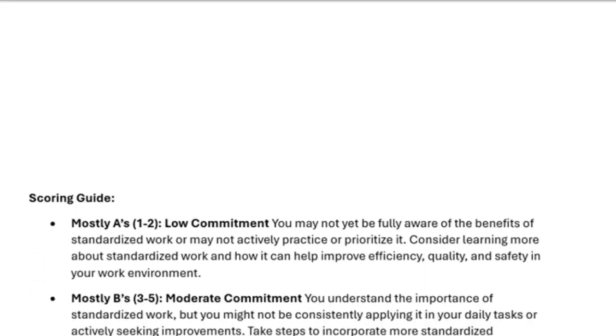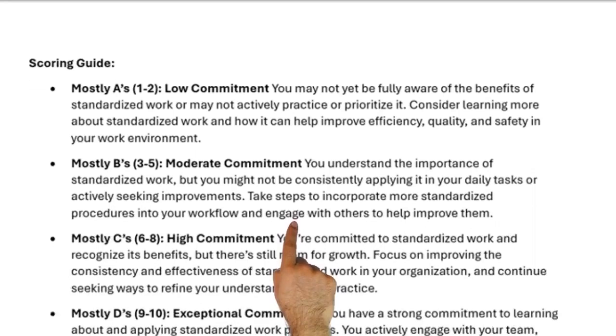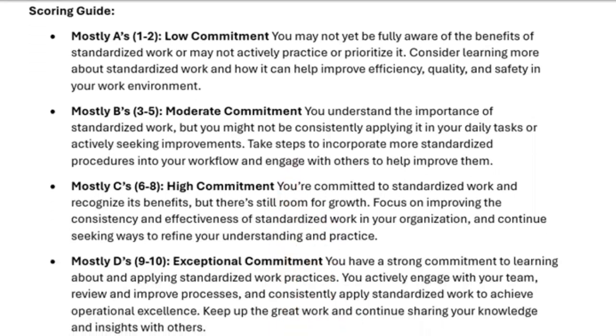Scoring guide. Mostly A's, 1 to 2, low commitment. You may not yet be fully aware of the benefits of standardized work or may not actively practice or prioritize it. Consider learning more about standardized work. Mostly B's, 3 to 5, moderate commitment. You understand the importance of standardized work, but you might not be consistently applying it in your daily tasks or actively seeking improvements. Take steps to incorporate more standardized procedures into your workflow.